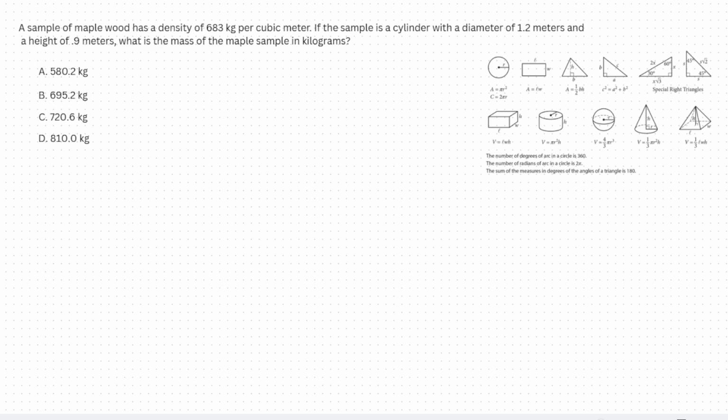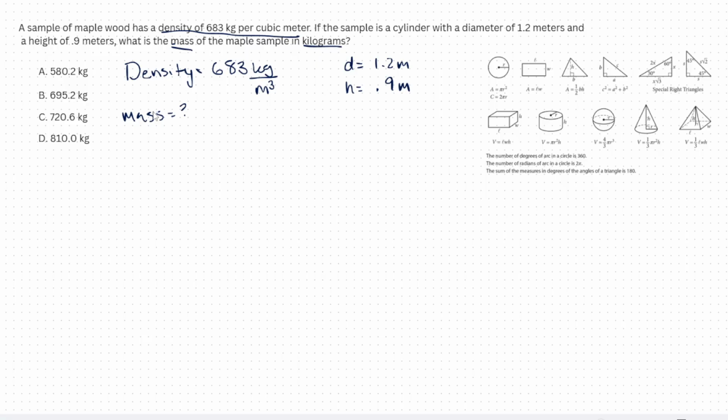So in this question, a maple wood sample has a density of 683 kilograms per cubic meter. So we can write down our density is 683 kilograms per meter cubed. And we have a cylinder shape with a diameter of 1.2 meters and a height of 0.9 meters. And what is the mass of the maple sample in kilograms? So what we're looking for is our mass.